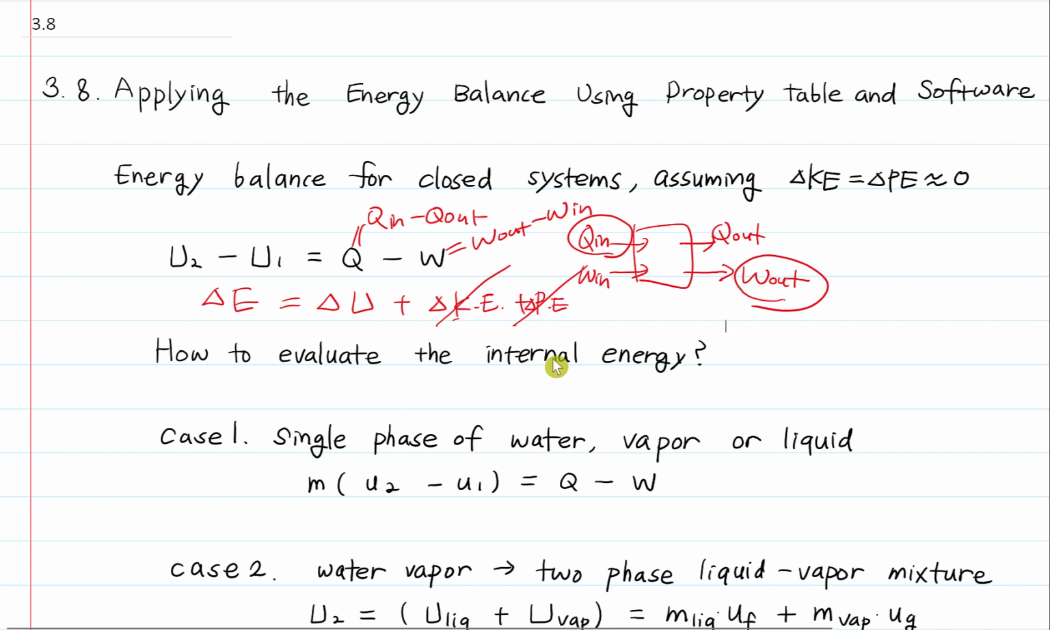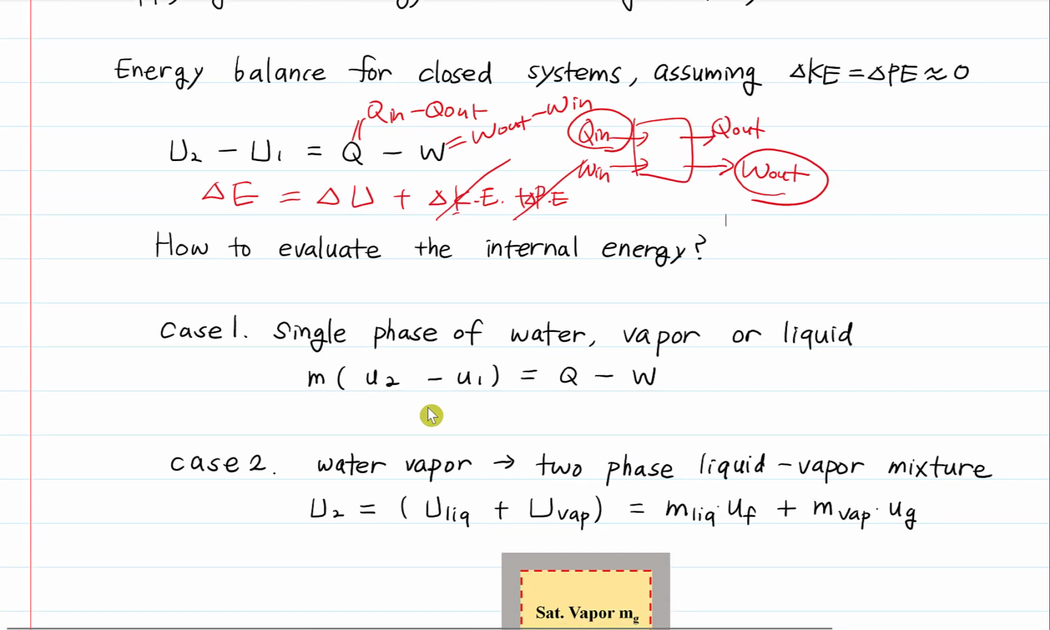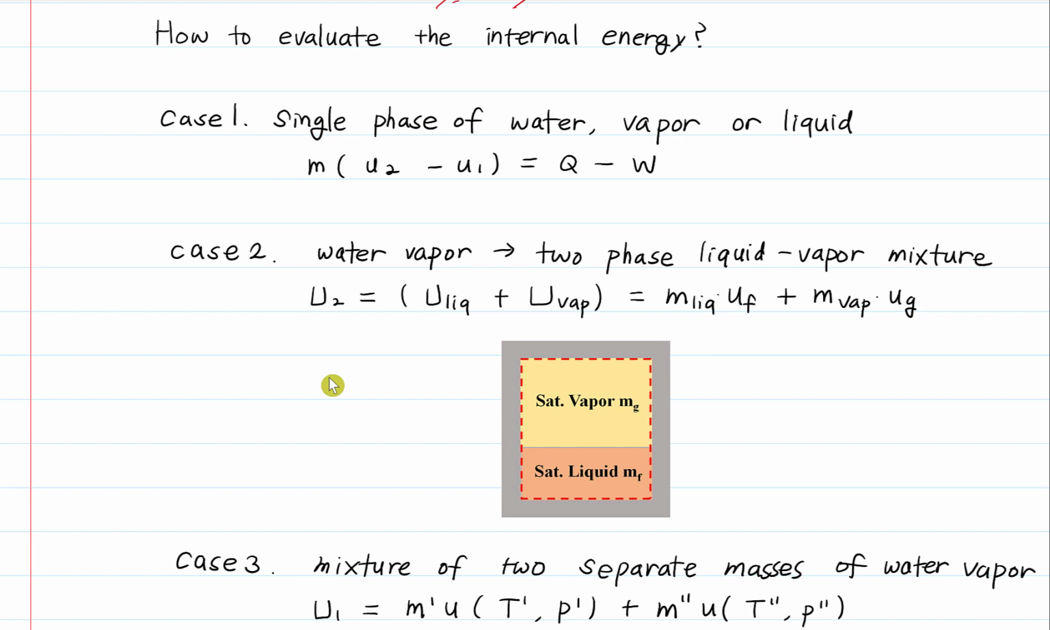How to evaluate the internal energy? Let's take water as an example to see how we evaluate the internal energy during a process. So here are three cases, depending on how the phase of water changes. The first case, water exists in a single phase, either vapor or liquid. The internal energy is expressed as the product of mass times the specific internal energy.